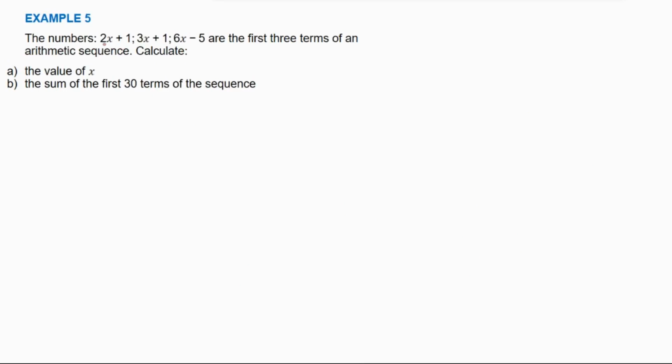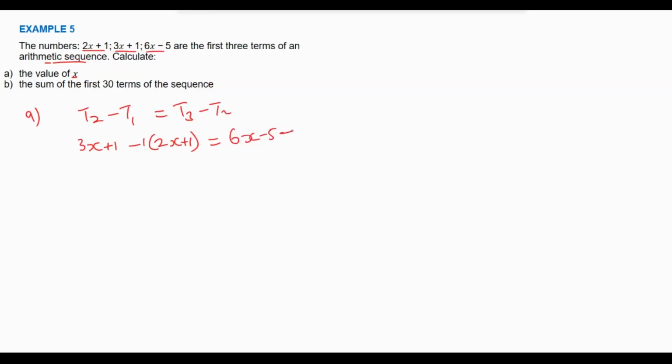The numbers 2x plus 1, 3x plus 1, 6x minus 5 are the first three terms of an arithmetic sequence. Calculate the value of x. Okay, these are the terms of the sequence. So for an arithmetic sequence, you know that T2 minus T1 is equal to T3 minus T2. Okay, so it's going to be 3x plus 1 minus (2x plus 1) is equal to T3 minus T2, (6x minus 5) minus (3x plus 1).